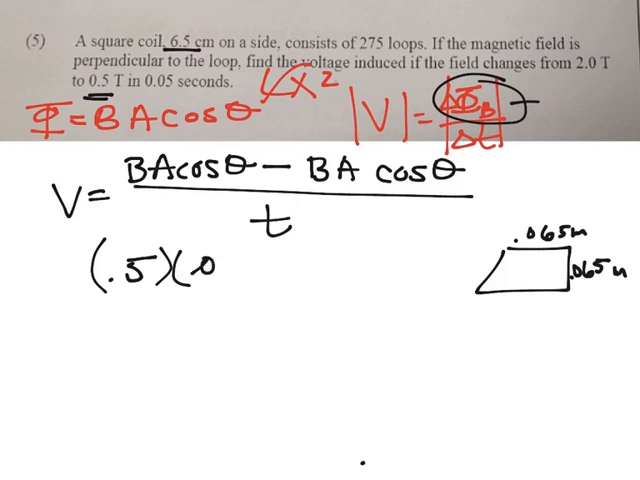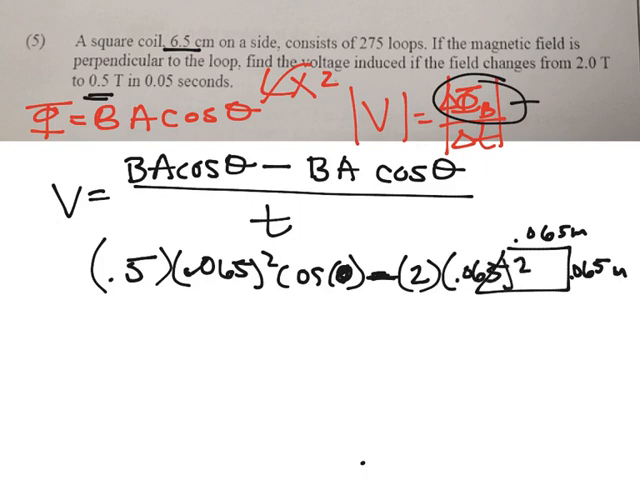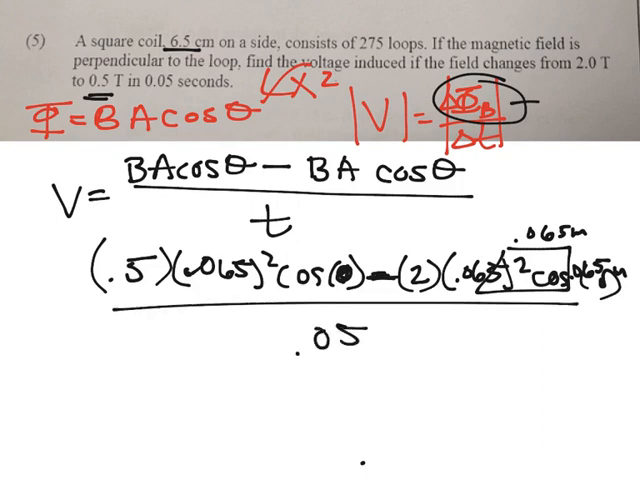So 0.65 squared for your area. And then since they are also perpendicular, you keep your cosine of 0. And you would subtract, now your field is 2, still times 0.65 squared times cosine of 0. Sorry, that got messy. Okay. You could plug this straight into your calculator, depending on the calculator you have. So that's what I am going to do. And then you would divide by 0.05 seconds. So then you just plug this into a calculator.